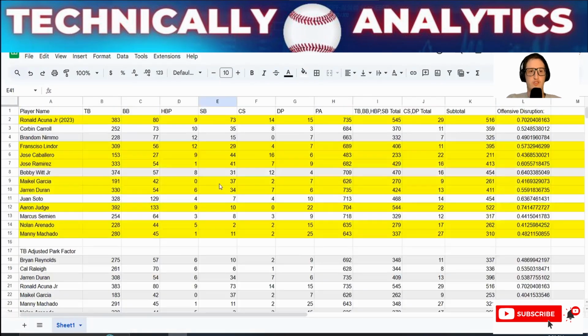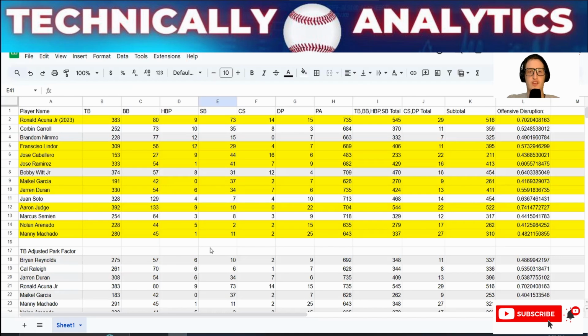So let's get straight into OD plus basically and how it works. This is my spreadsheet. I showed this last time. I made some modifications. The gold is just showing the players that I redid for park factor adjustment from my original list. There's some that I didn't do because this is just an example. It's just a proof of concept basically.